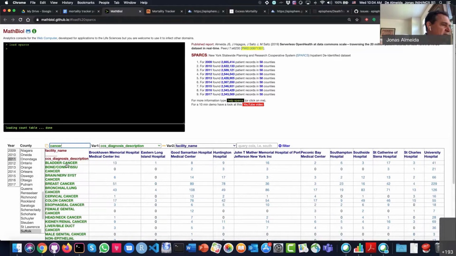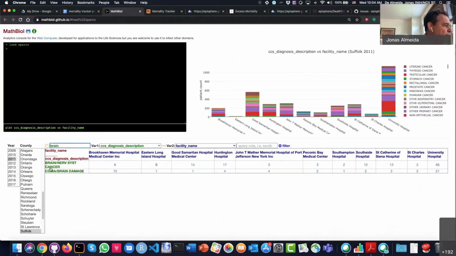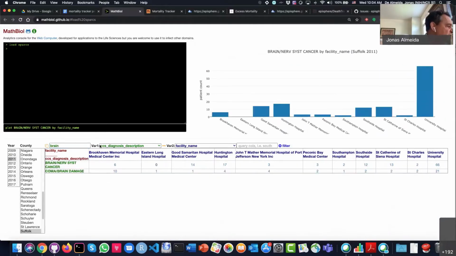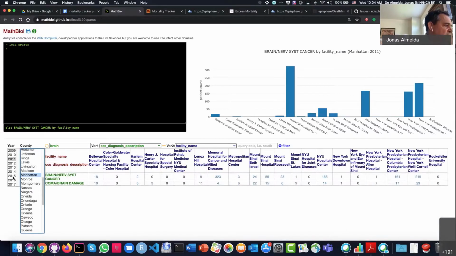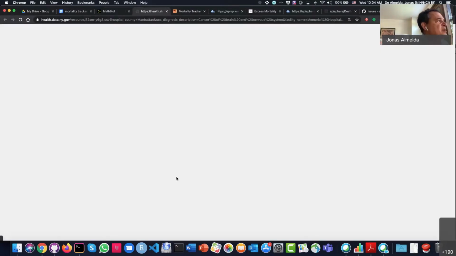We get a lot. We could plot it. You've seen this already. Let's say you're interested in glioblastoma, for instance. And let's imagine you're only interested in Manhattan. And you're interested, say, in 2015. And you find out that Memorial Sloan Kettering sees the most patients. You want to know more about these patients. There it is, Memorial. So now things become interesting.